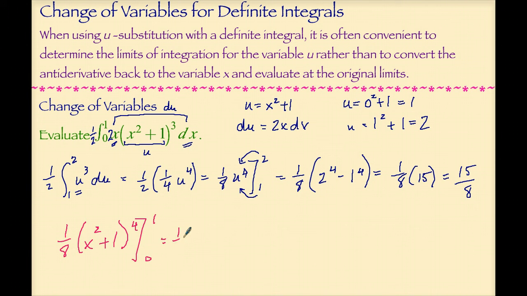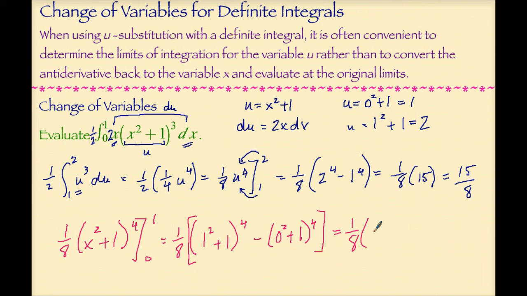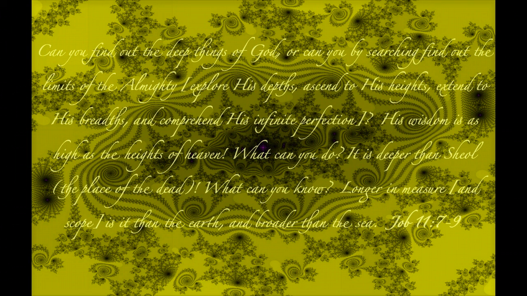That's going to be 1/8 times 1 squared plus 1 to the 4th, and then minus 0 squared plus 1 to the 4th, which gives 1/8 times 2 to the 4th is 16, and of course minus 1 to the 4th, minus 1, which also results in 15/8, the same result. That's it for today's lecture.